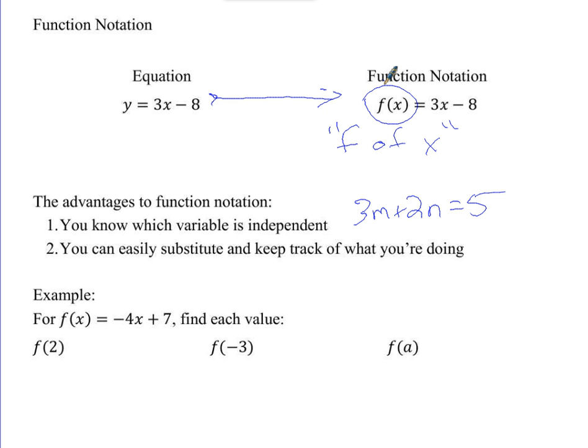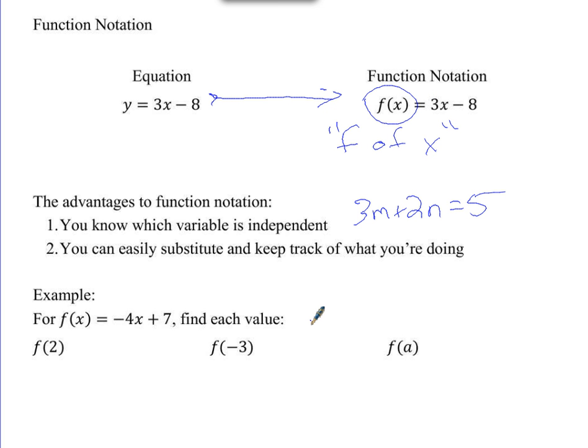Number 2, you can easily substitute and keep track of the work that you've done as you go. There's a lot of times when you might have a function like this, and it says evaluate the function at these certain points. Like maybe there's like 8 points in a row that you have to evaluate it at. The function notation is a good record-keeping tool because then as I substitute in those numbers, I know exactly which one I am using. You'll see how that works here in a second.